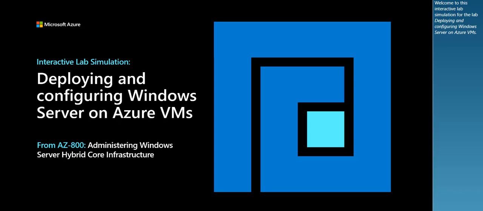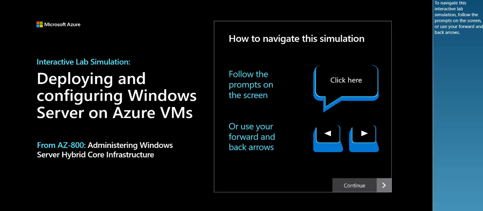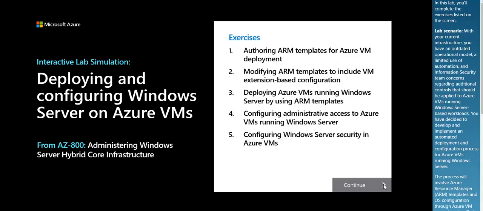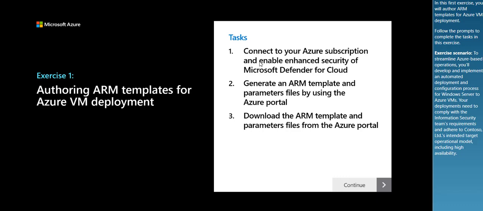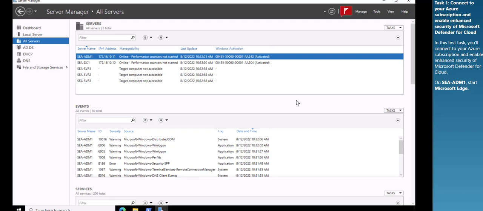Welcome to this interactive lab simulation for the lab Deploying and Configuring Windows Server on Azure VMs. To navigate this interactive lab simulation, follow the prompts on the screen or use your forward and back arrows. In this lab, you'll complete the exercises listed on the screen. In this first exercise, you will author ARM templates for Azure VM deployment.